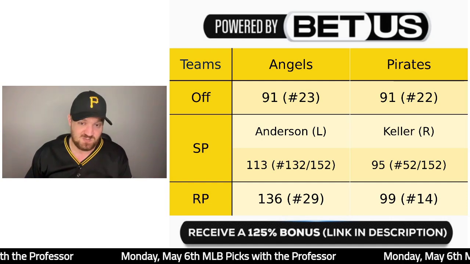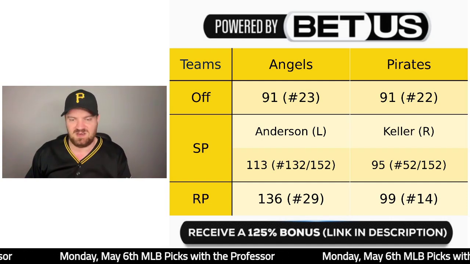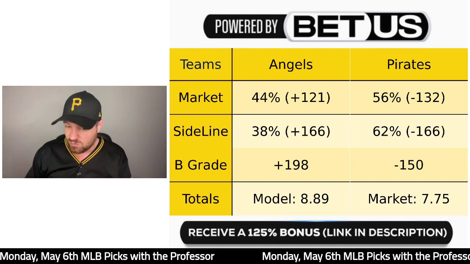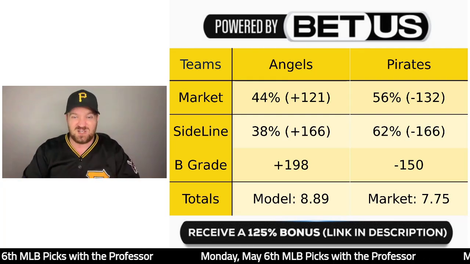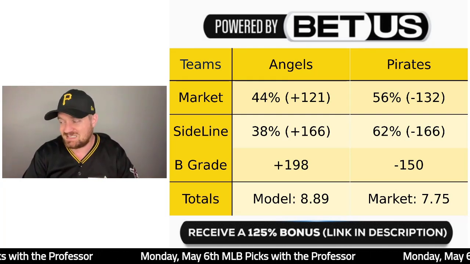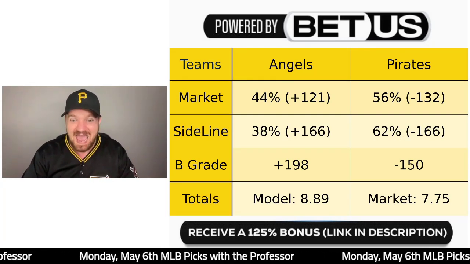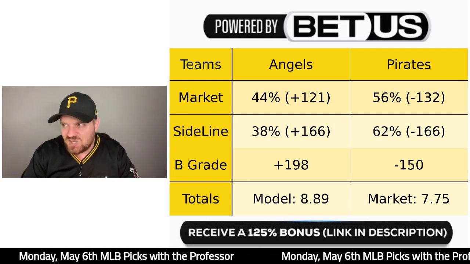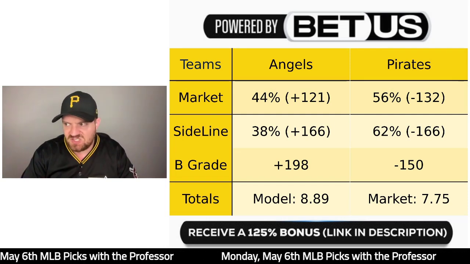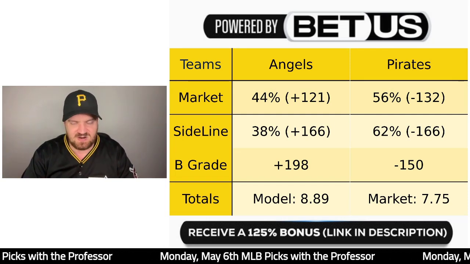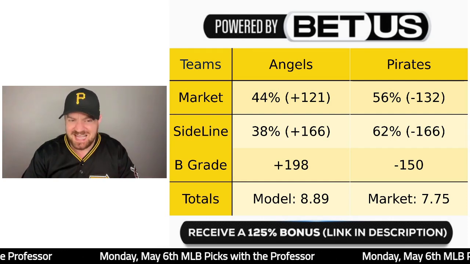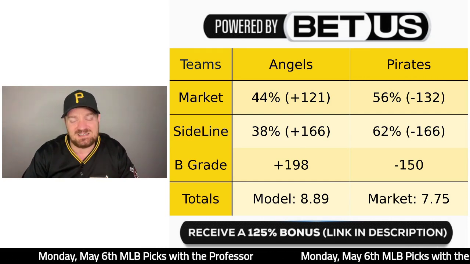Definitely think the Pirates bullpen is better. Offensively, I have no faith in these teams. And that's what makes this total interesting. The model's projecting closer to 9, but the market's got this more in the 7.5 to 8 range. My goodness, these offenses you just cannot trust whatsoever right now. So it's not a total that I'm willing to play, that's for sure.